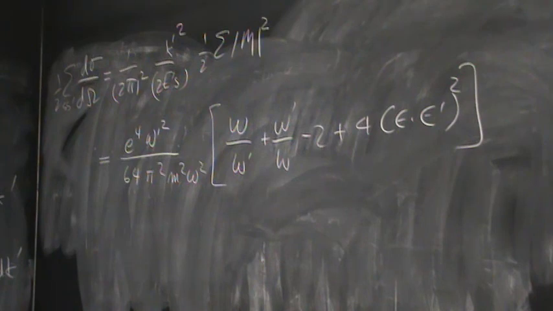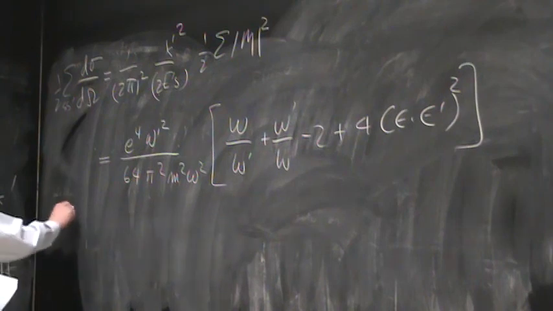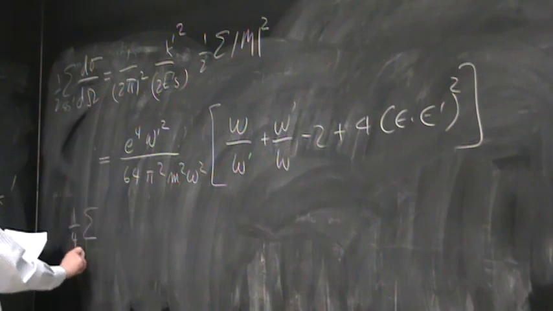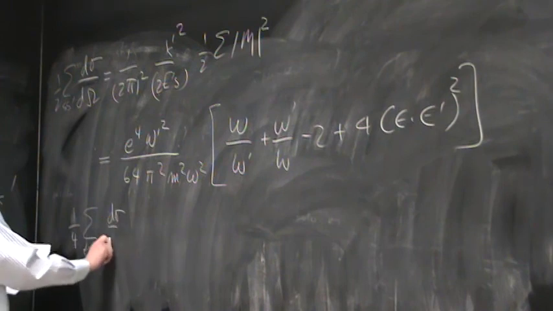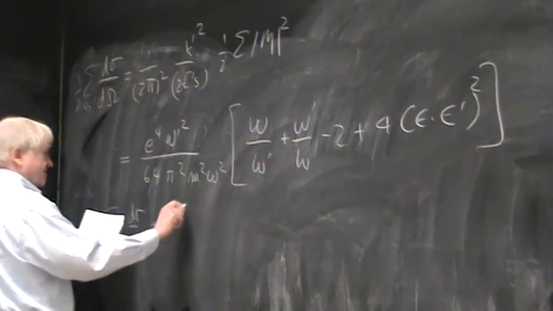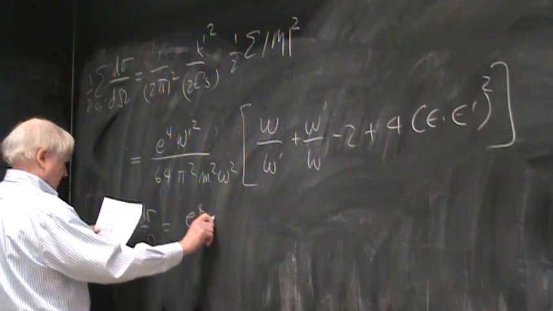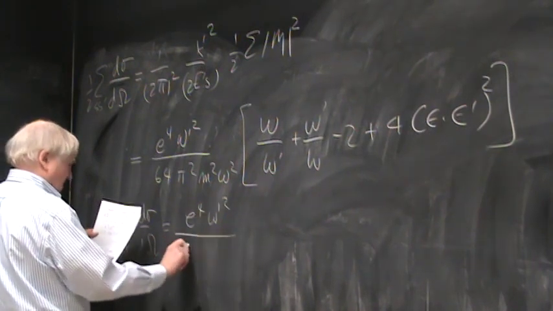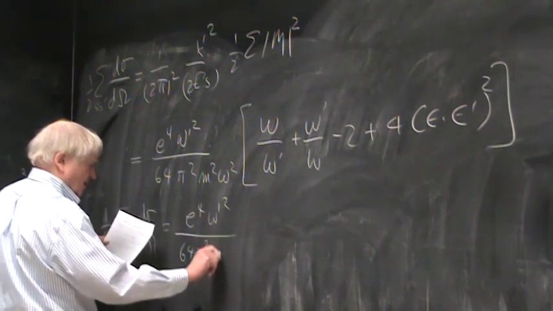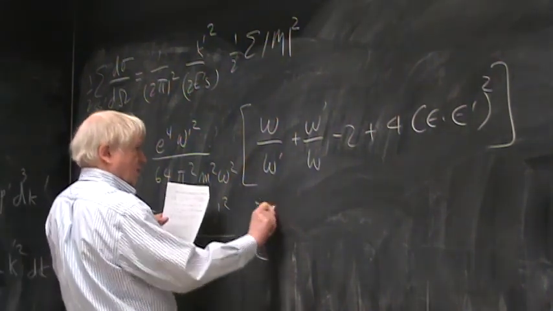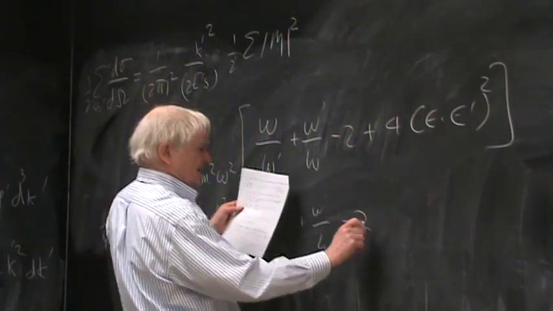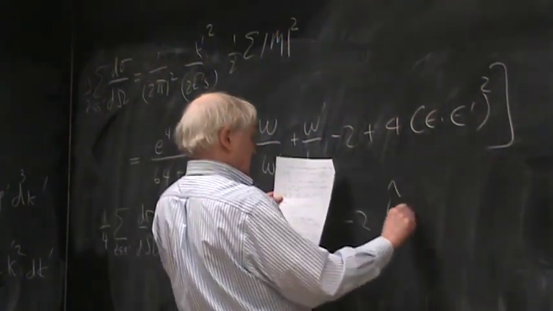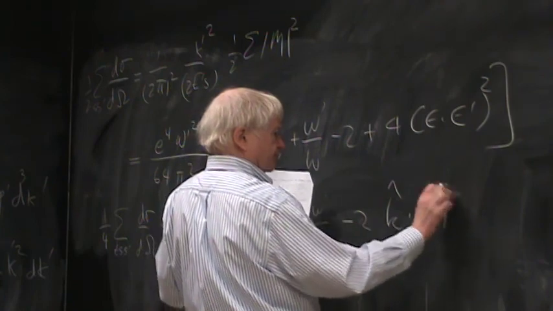Okay, now the next thing to do is to average over the initial polarizations. If we do that, we get 1 quarter sum over s s prime of d sigma d omega. And this now is then e to the fourth omega prime squared over 64 pi squared m squared omega squared. And now we have omega over omega prime plus omega prime over omega. And now we get minus 2 k hat dot epsilon prime squared.